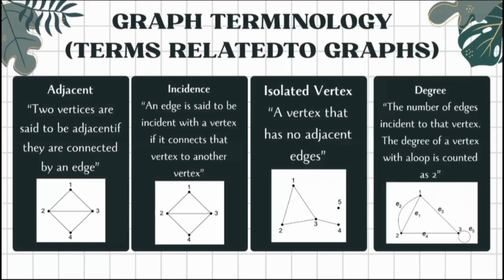Third, an isolated vertex is a vertex that has no adjacent edges. For example, vertex 5 is an isolated vertex. And the last, degree. Degree is the number of edges incident to the vertex. The degree of a vertex with a loop is counted as 2.